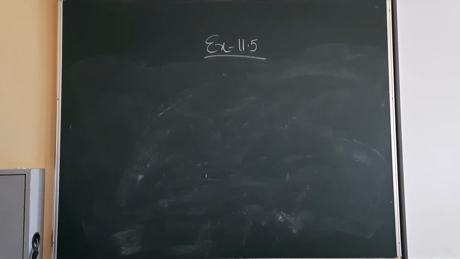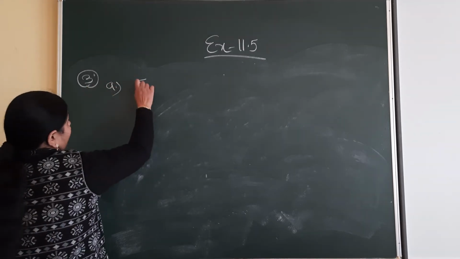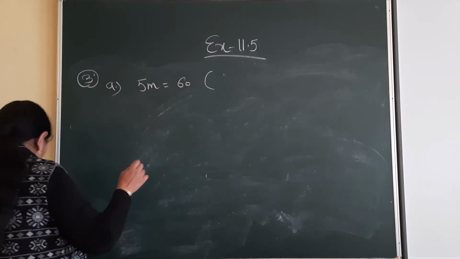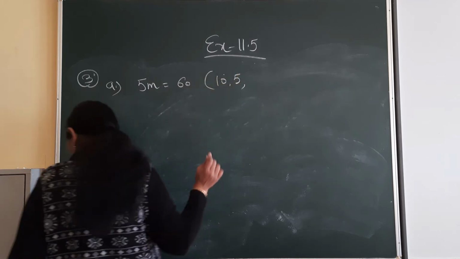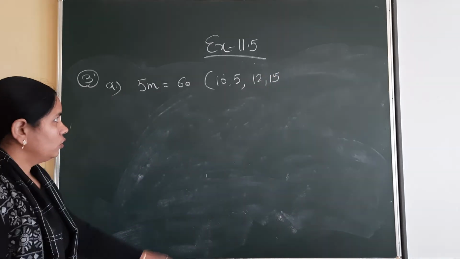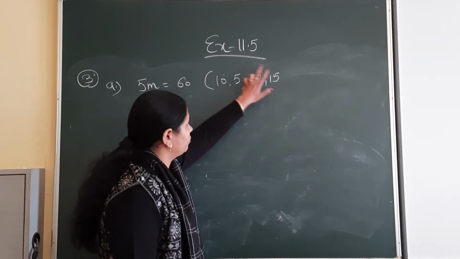Okay, I am taking now question number 3. In question number 3, pick out the solution from the values given in the bracket next to each equation. Show that the other values do not satisfy the equation. So the first part, the equation is given 5m is equal to 60. And in the bracket values are given 10, 5, 12 and 15. So we have to find out what is the correct value for this equation. And these values are for variable m.